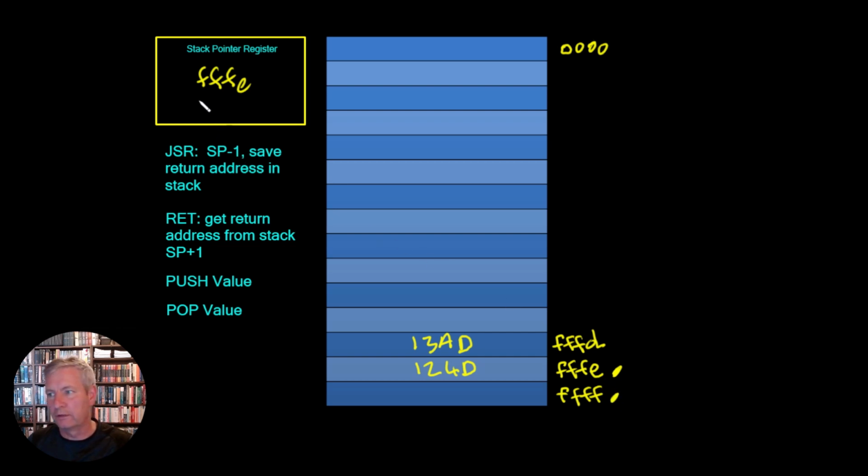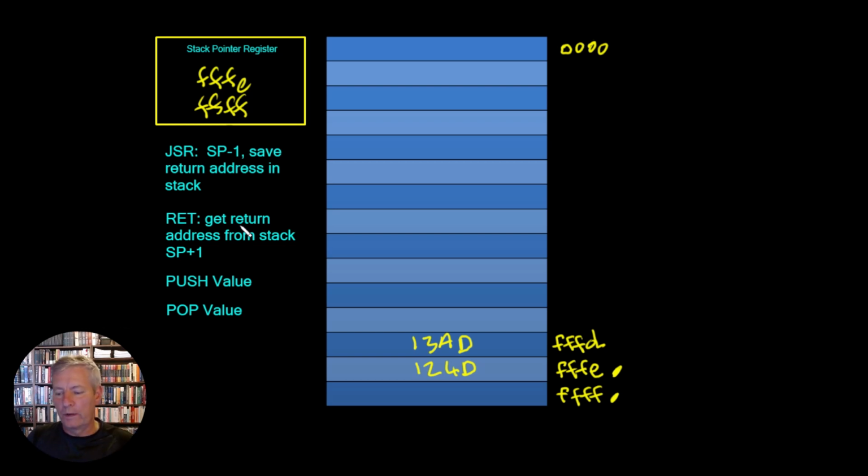So the stack pointer is now FFFF. We can do this continually with the jump to subroutine and the return in order to allow us to jump between different subroutines from within other subroutines. So that was one of the ways of using the stack.